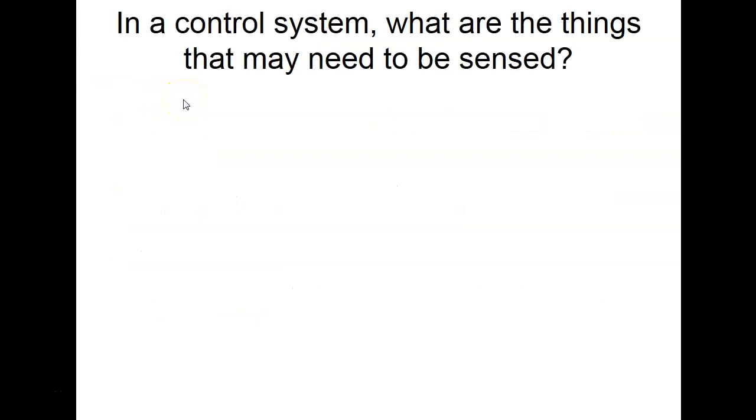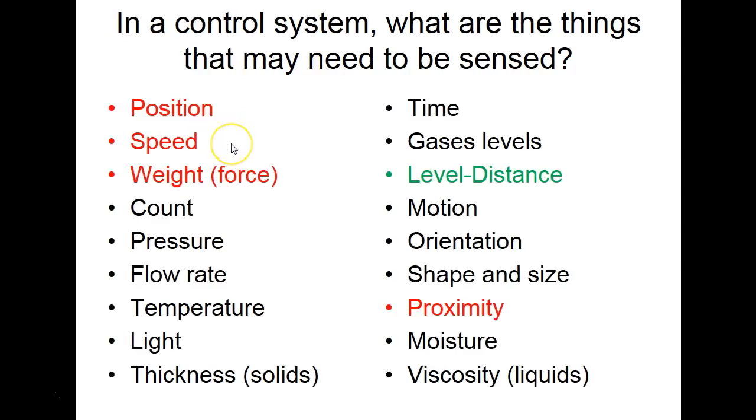In a control system, what things do we need to sense? What we're trying to do is go through our list. We already talked about position. We already talked about speed. We hadn't talked about weight, guys. I don't know why that's marked out. We talked about proximity, and we're talking about level and distance today.